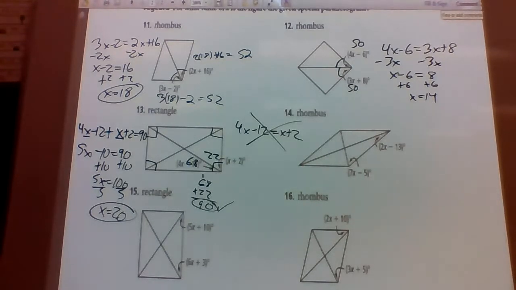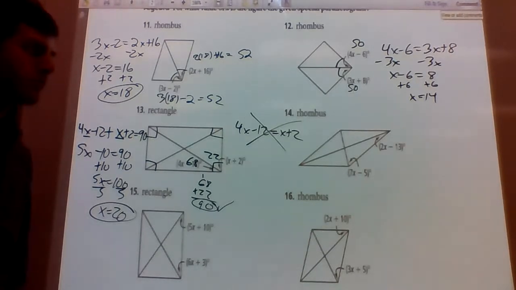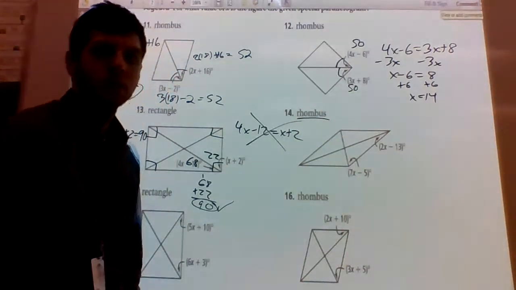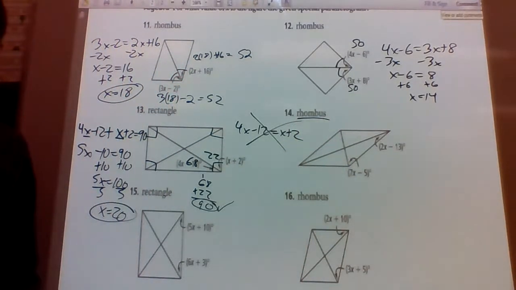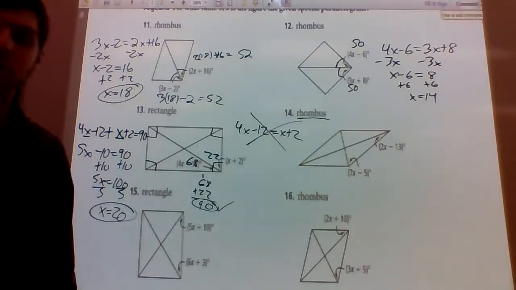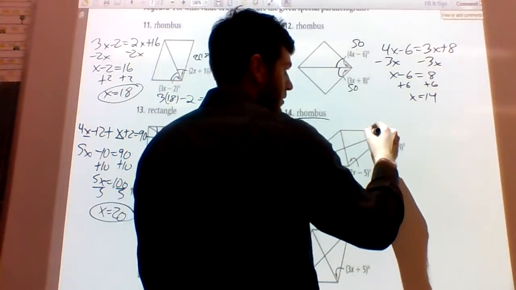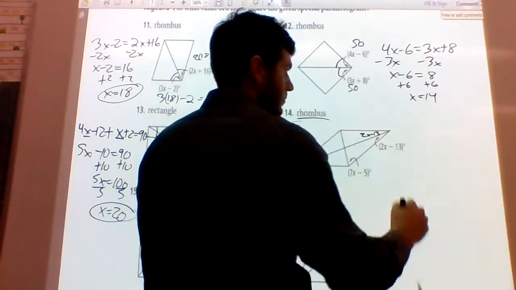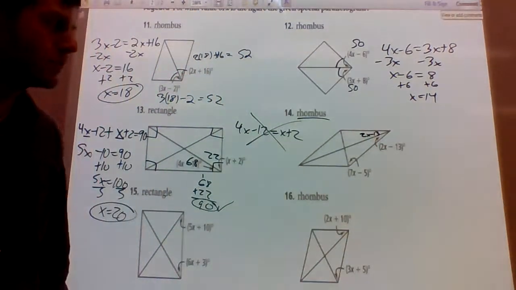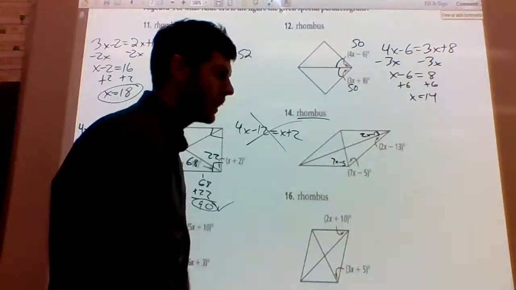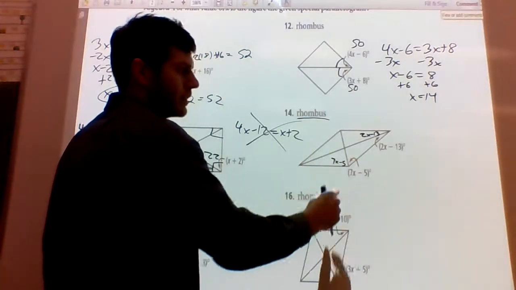Number 14. This is a good problem. So we know it's a rhombus, so we know the diagonals bisect the opposite angles. So if this is 2x minus 13, this one is also 2x minus 13. If this is 7x minus 5, this one is also 7x minus 5, because these angles are bisected by the diagonal.